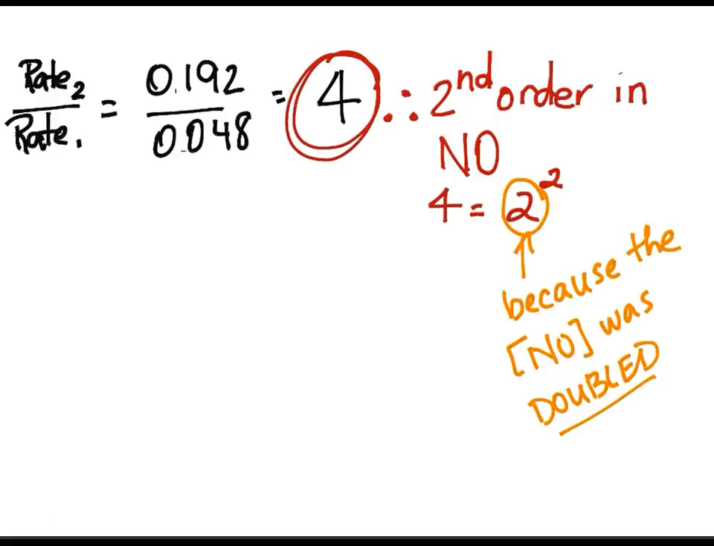So that 2 is because NO was doubled. And the other 2, it means it's second order. Okay, so the exponent is the order. It's kind of confusing because there's both 2's. But let's say instead of doubling NO, we tripled it. If we had tripled NO, then the rate would have changed by 3 squared, which is 9, right?